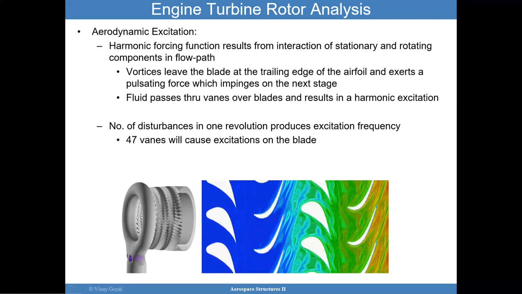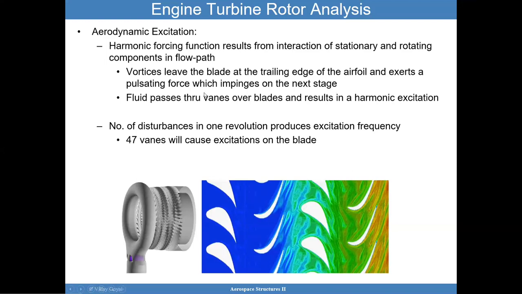Aerodynamic excitation can also occur. Harmonic forcing functions result from the interaction of stationary and rotating components in the flow path. Here's an example of flow occurring between the first stage and second stage. Vortices leaving the blade at the trailing edge of the airfoil can exert a pulsating force which could impinge onto the next stage. And that's an example shown here.